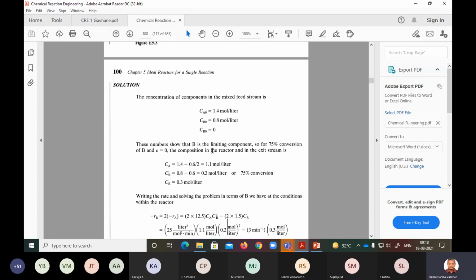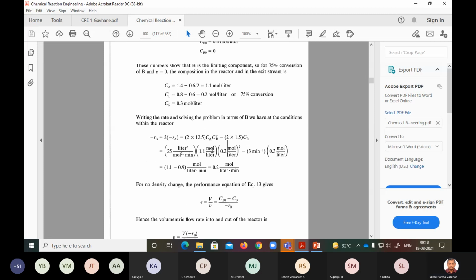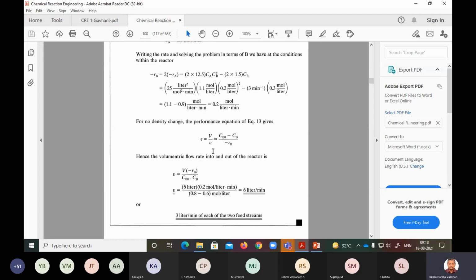If this is clear, then we can go for one PFR problem. Since it is a worked out problem, I am not writing anything here. Please try to do it, because the moment I start doing it, it takes a long time.